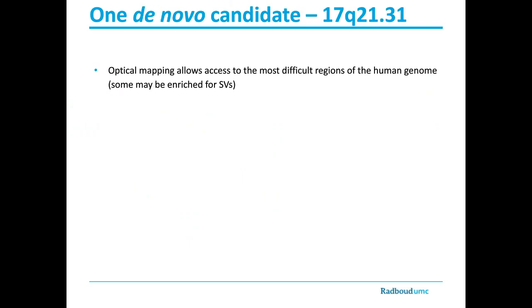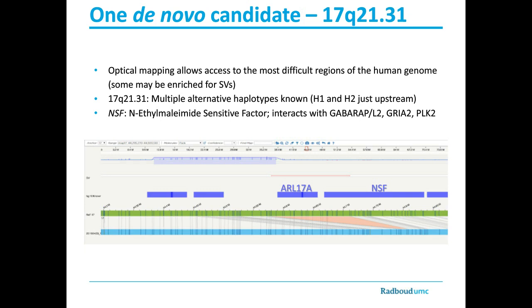Actually, this one ended up in the most complicated region of the human genome. This is just downstream of the Koolen-de Vries microdeletion syndrome region, 17q21.31. Here's a screenshot of that. This is an event originally called as a deletion, affecting a gene that is known as NSF.